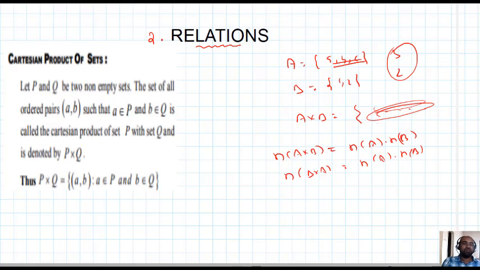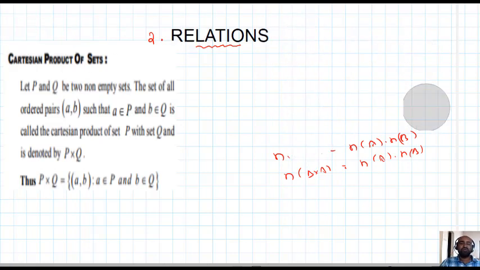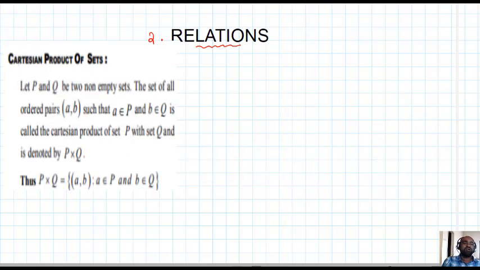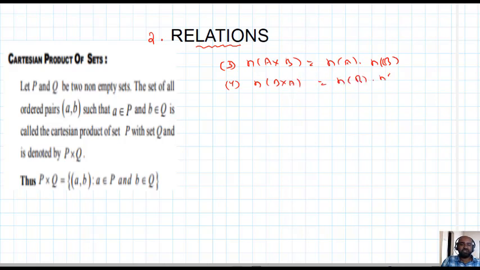Okay, students? So what I told, you should write as note 2. What is the first note? If two sets are infinite or any one of them is infinite, then A cross B is also infinite. That is note 1. Note 2: if two sets are empty or any one of the sets is empty, then A cross B is also empty. That is note 2. Note 3: N of A cross B equals N of A into N of B. Fourth one: N of B cross A equals N of B into N of A. Both are the same. That is not a big problem.